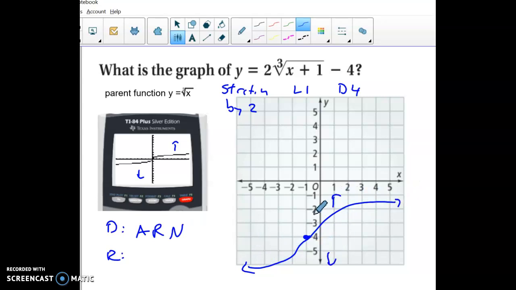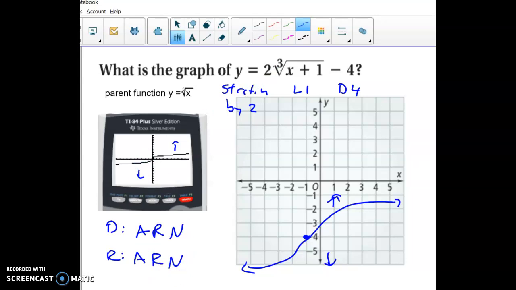Even though it doesn't look like it's going up or down really slowly, it does go down and up forever. Those are supposed to be arrows. Sorry for the poor drawing. So the range is also all real numbers. Y can be anything, X can be anything. There's no limit on it here.